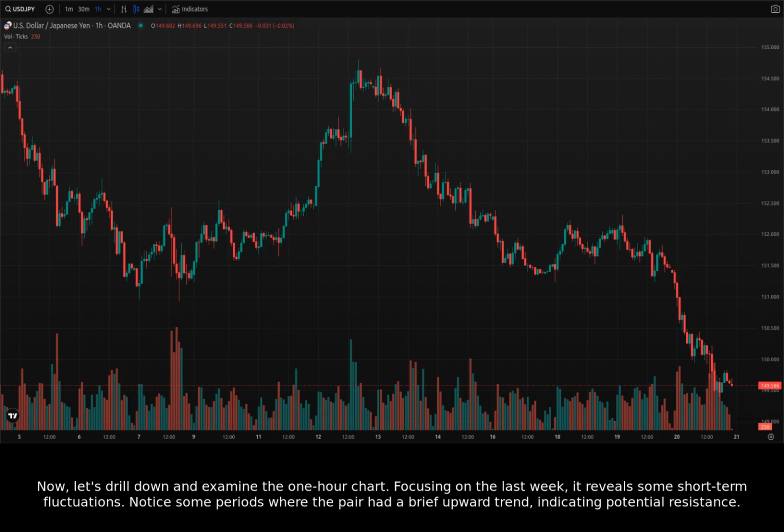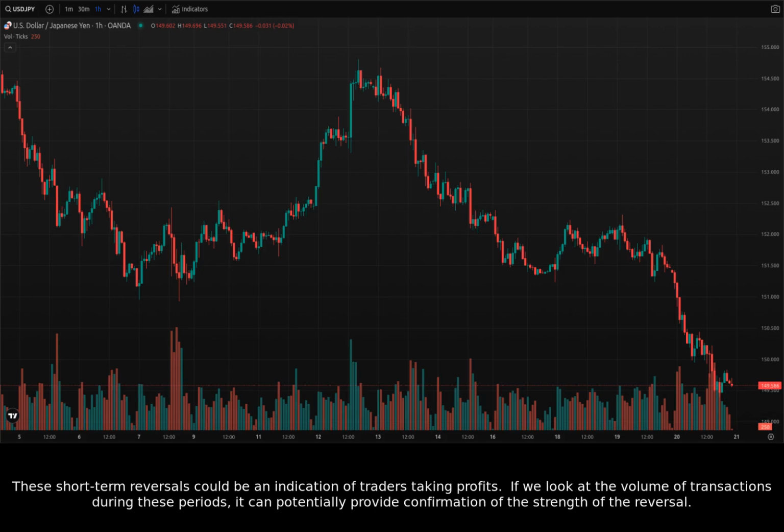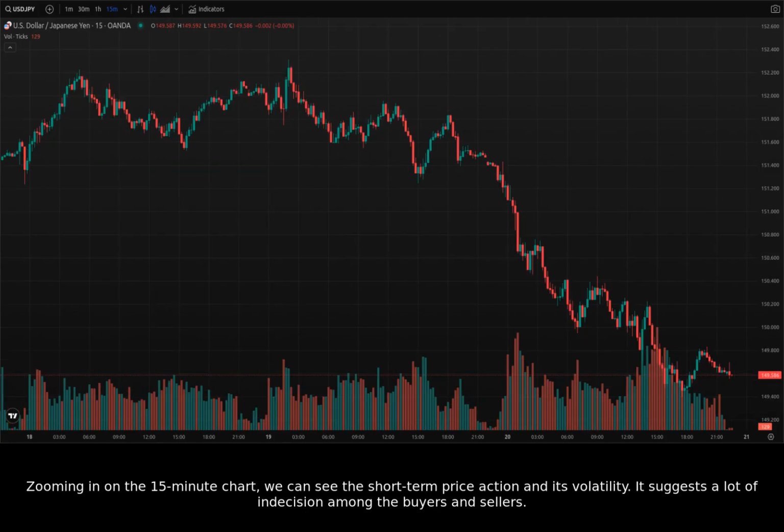Now, let's drill down and examine the 1-hour chart. Focusing on the last week, it reveals some short-term fluctuations. Notice some periods where the pair had a brief upward trend, indicating potential resistance. These short-term reversals could be an indication of traders taking profits. If we look at the volume of transactions during these periods, it can potentially provide confirmation of the strength of the reversal. Zooming in on the 15-minute chart, we can see the short-term price action and its volatility.